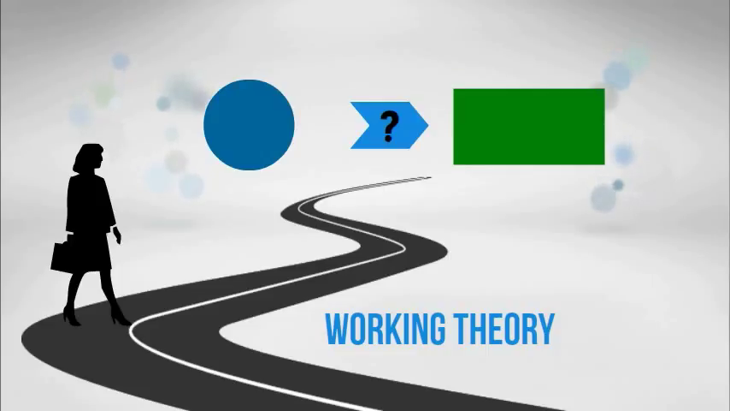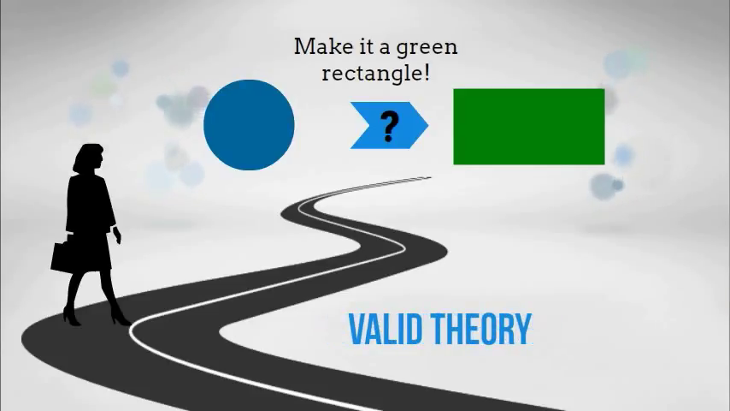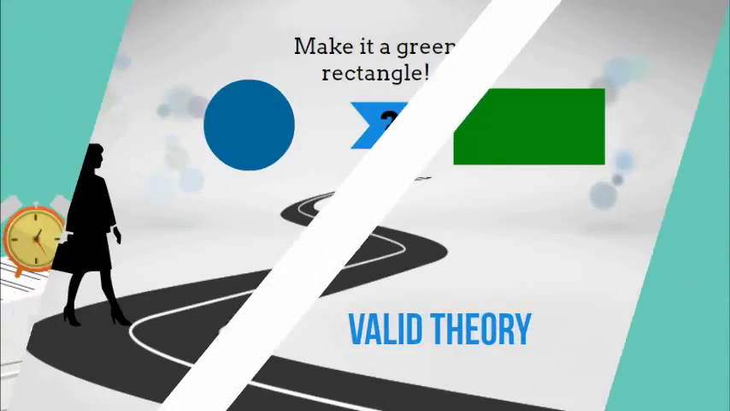So, what is happening in the unknown process? How about this? The process takes any colored shape and transforms it into a green rectangle. Does that align with the observed data? It does, and the theory appears to be valid based on our limited data.